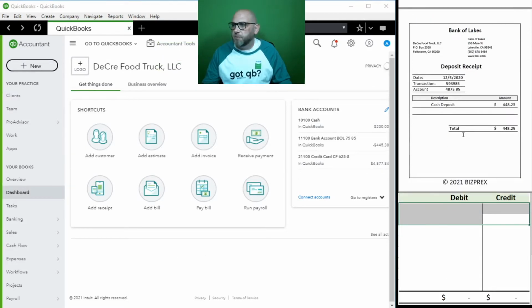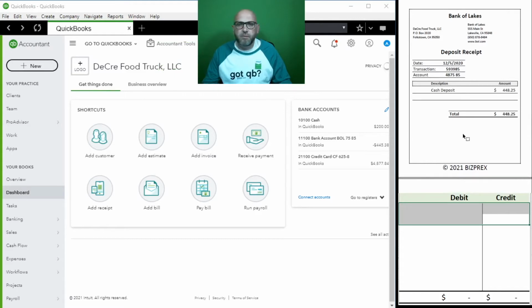All right. We have a deposit receipt, right? So we made a cash deposit. That's from our cash sale. So again, here we're going to book it through journal entries.